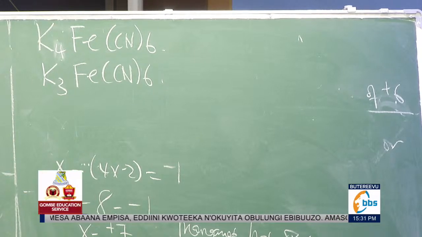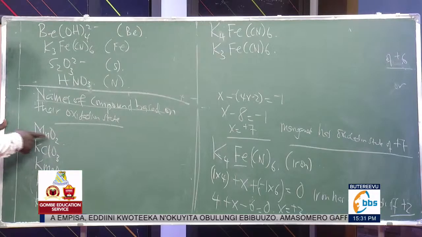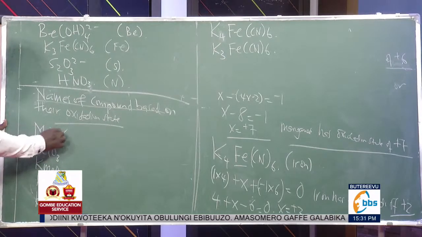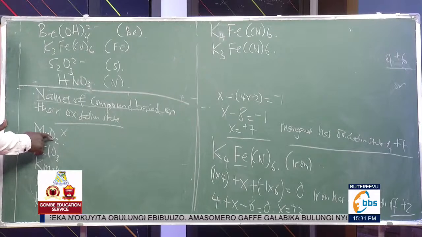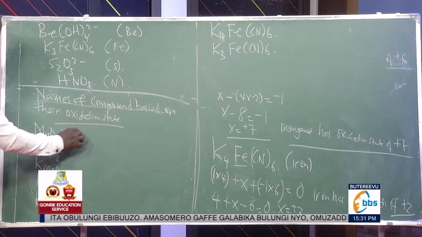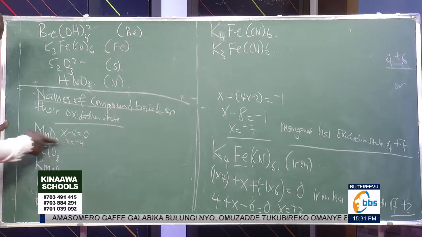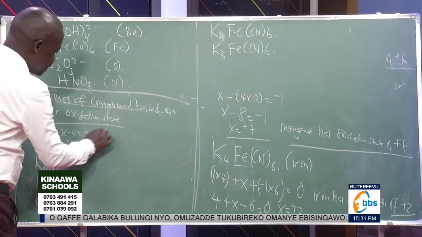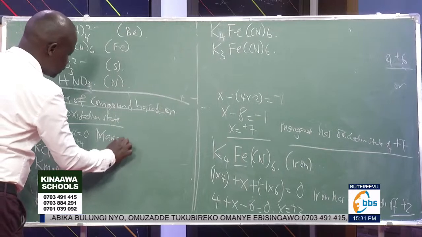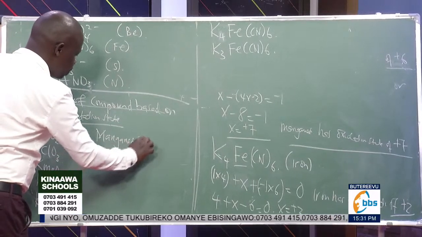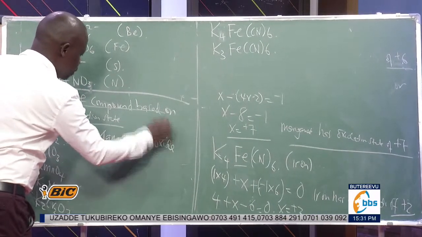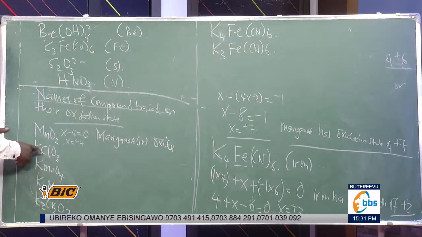So this one we get for manganese. This is X, unknown. Oxygen is 2 times negative 2, minus 4, equals to 0. So X equals to positive 4. So this one is called manganese 4 oxide. Even here you can get for chlorine.